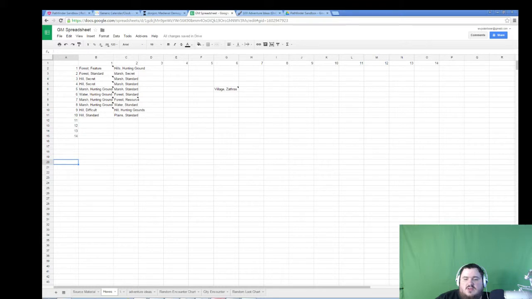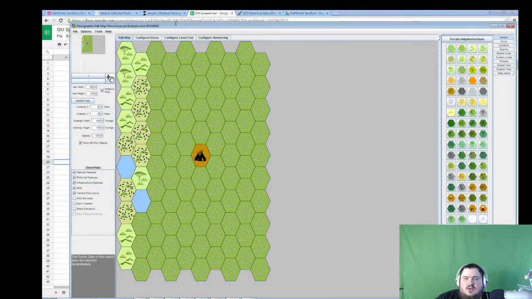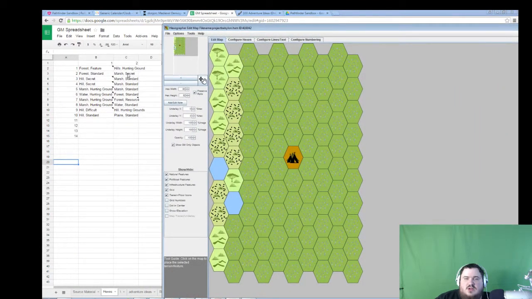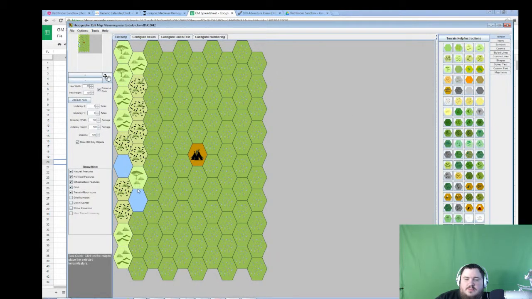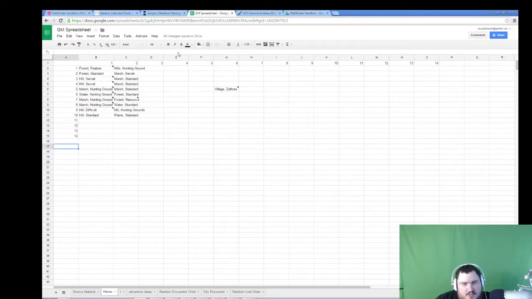I'm way behind on something, man. Let's see here. We got hills. We got 4 marshes. We got forest. Oh, we're missing forest, water, hill, plain. So, forest, water, hill, plain. Boom. Now we're back up to speed.